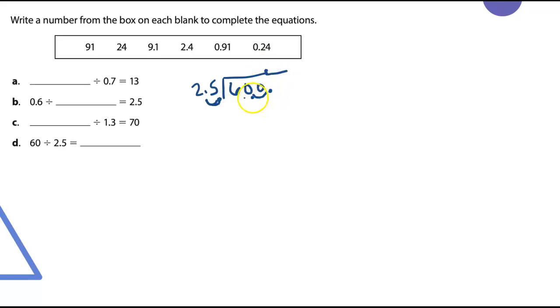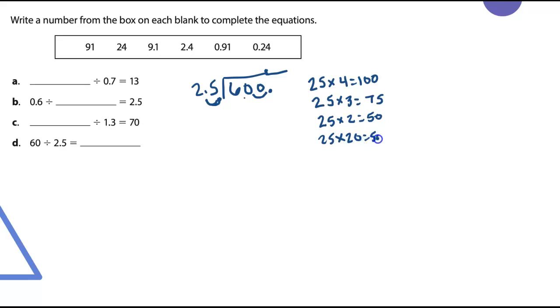Okay, so how many times can 25 go into 600? Well, I'm unsure, but I know that 25 times 4 quarters, 25 times 4 is 100. That gets me somewhere. And so if I know that, then I know that 25 times 3 is 75. I know that 25 times 2, I'm going backwards here, is 50. And if 25 times 2 is 50, then 25 times 20 is 500. That gets me awfully close to 600.